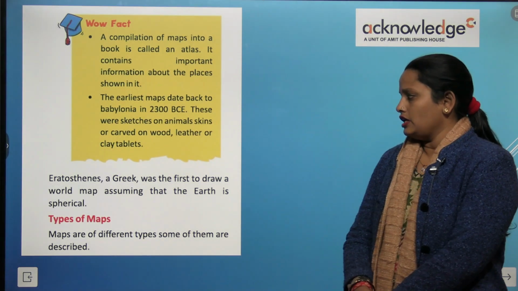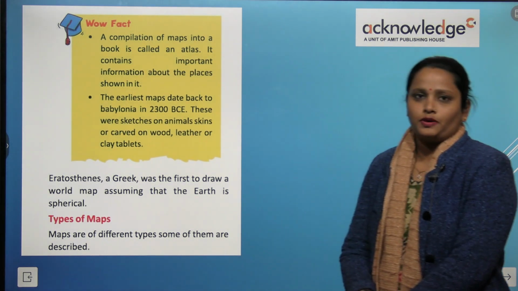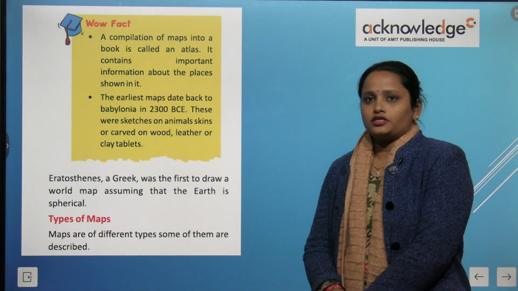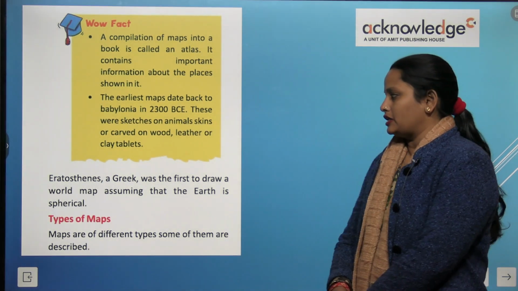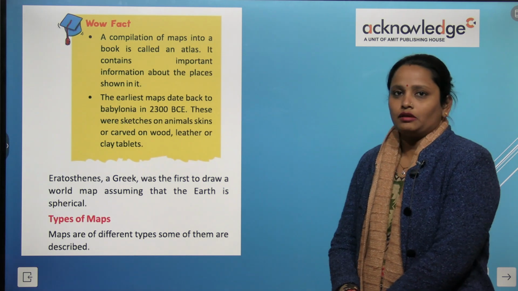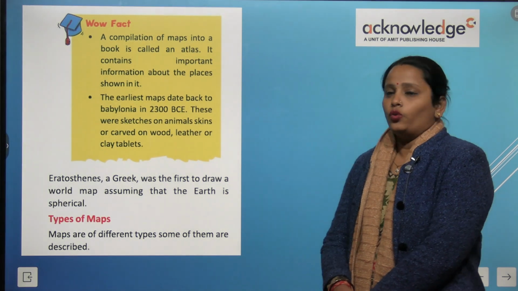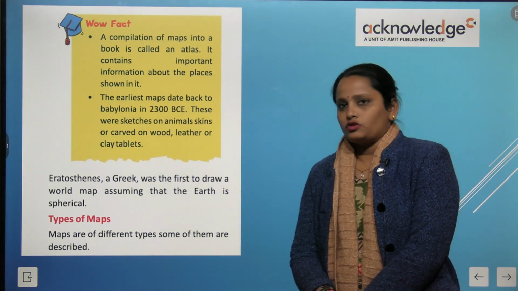Eratosthenes, a Greek, was the first to draw the world map, assuming that the earth is spherical. So this person who is a Greek man, इसने फर्स्ट टाइम मैप को डिपिक्ट किया था, अज्यूम किया था और उसे ड्रॉ किया था और उन्होंने ही बताया था कि द अर्थ इज स्फेरिकल इन शेप.